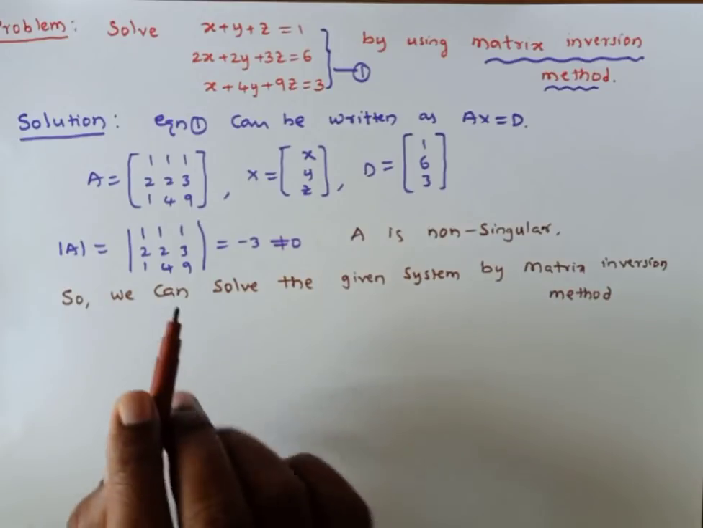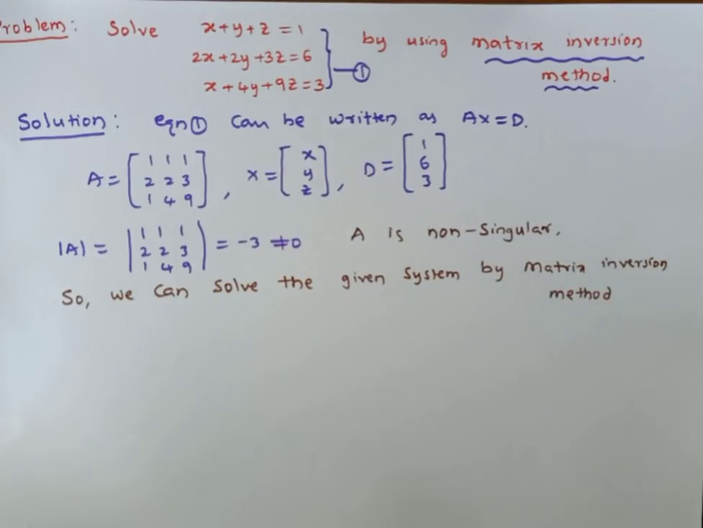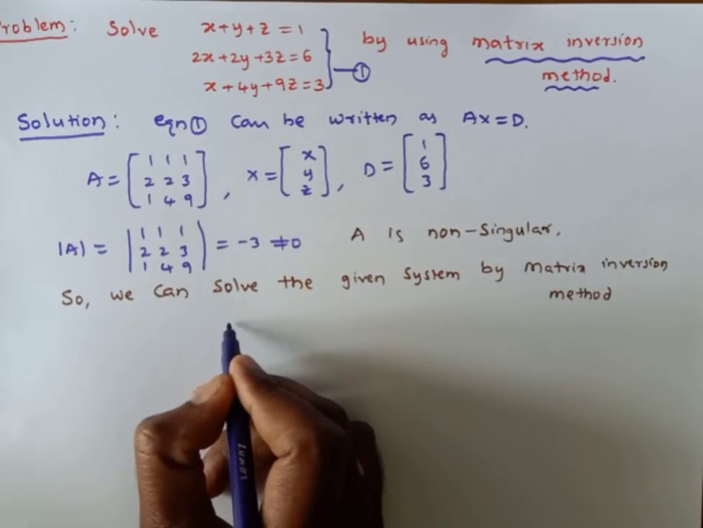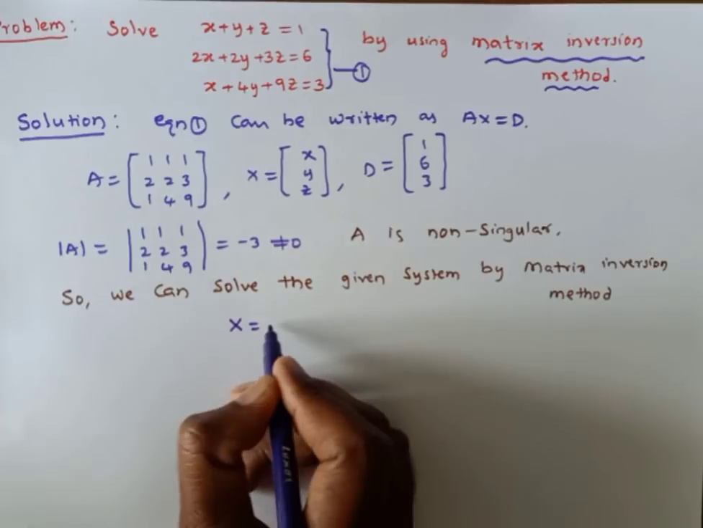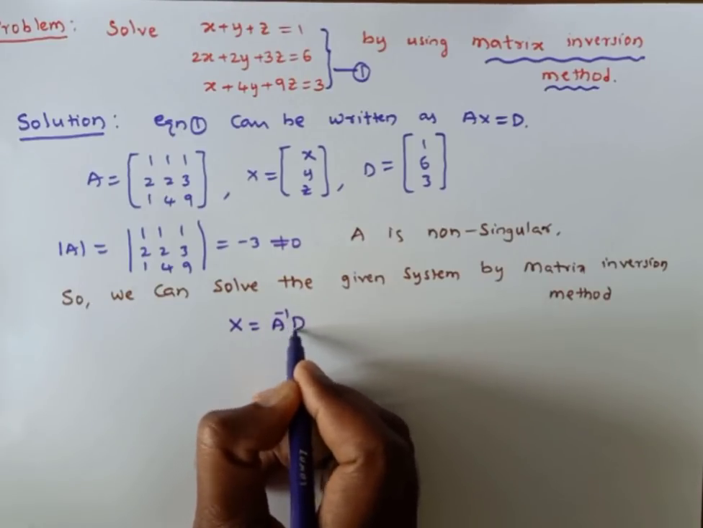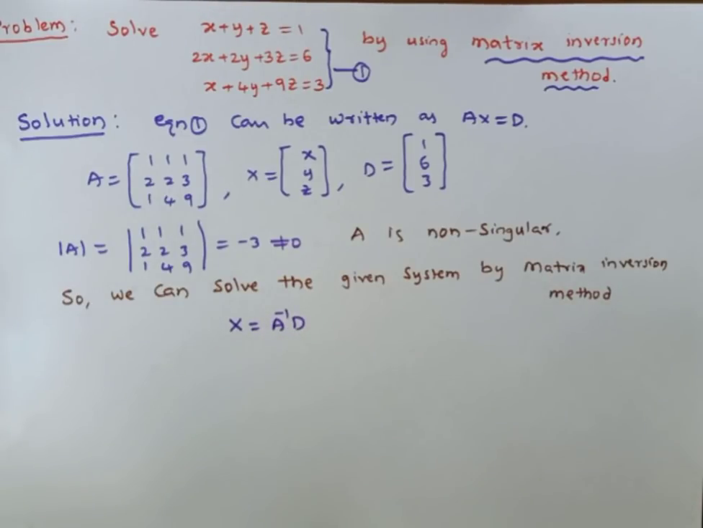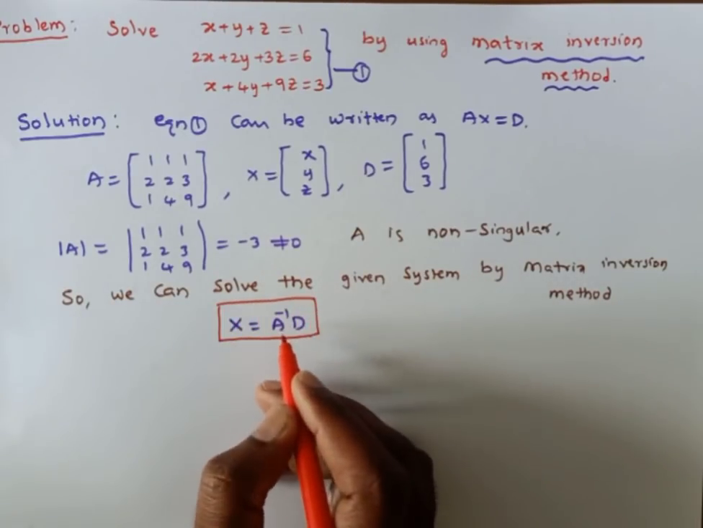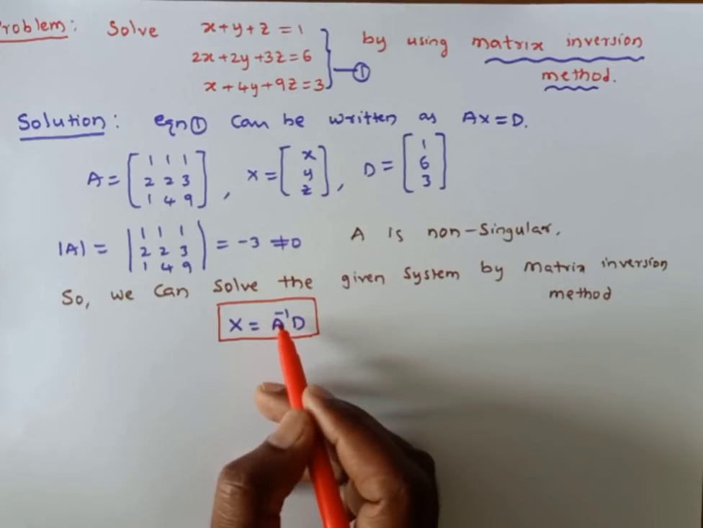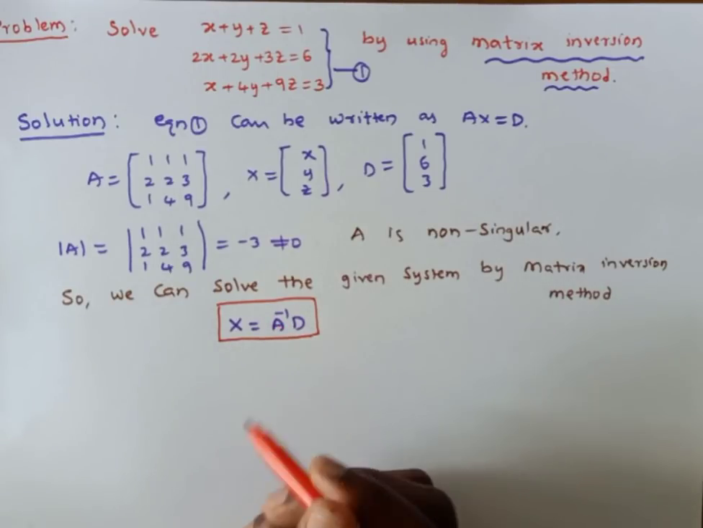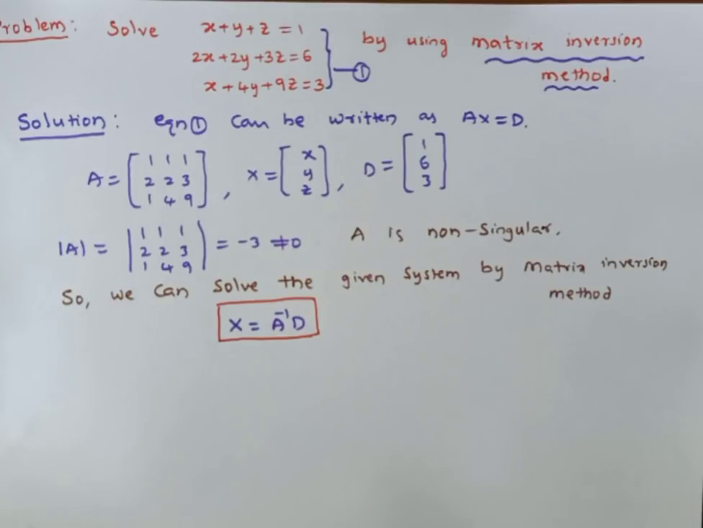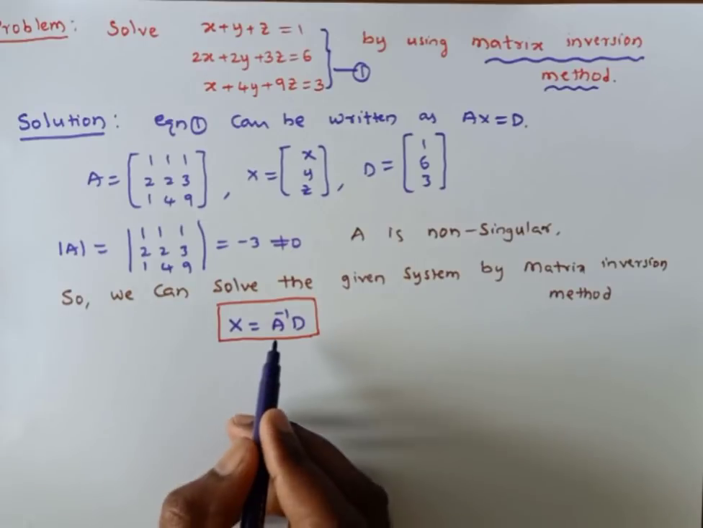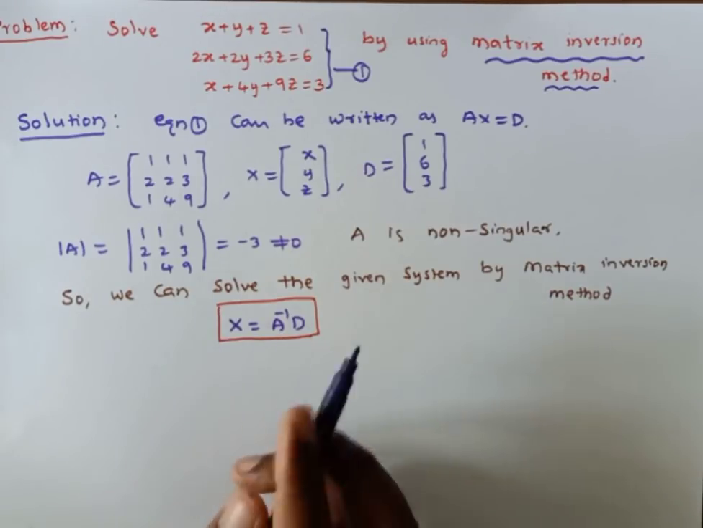Now, first, what do we have to find? Yes, this method is applicable. So by using the previous method, we already know what we have to do. X is A inverse into D. So to find the value of X, we need A inverse into D. Here we need to get the value of A inverse. A inverse is nothing but a matrix. You know the concept of the inverse method. To find the inverse, we need the determinant and adjoint.